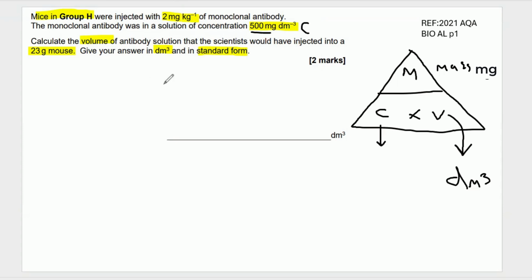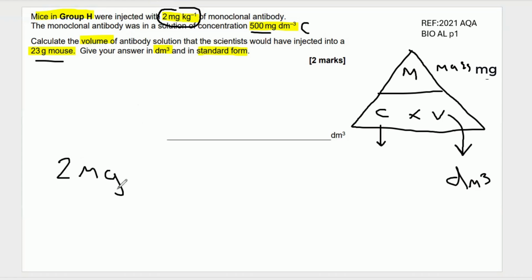So what I need to do is work out the mass. And I've been given that we have a 23-gram mouse. But what mass do I need to give to the 23-gram mouse? Well, it's 2 milligrams per kilo of mouse. So I need to go divide 23 by 1,000 and then times it by 2 milligrams.